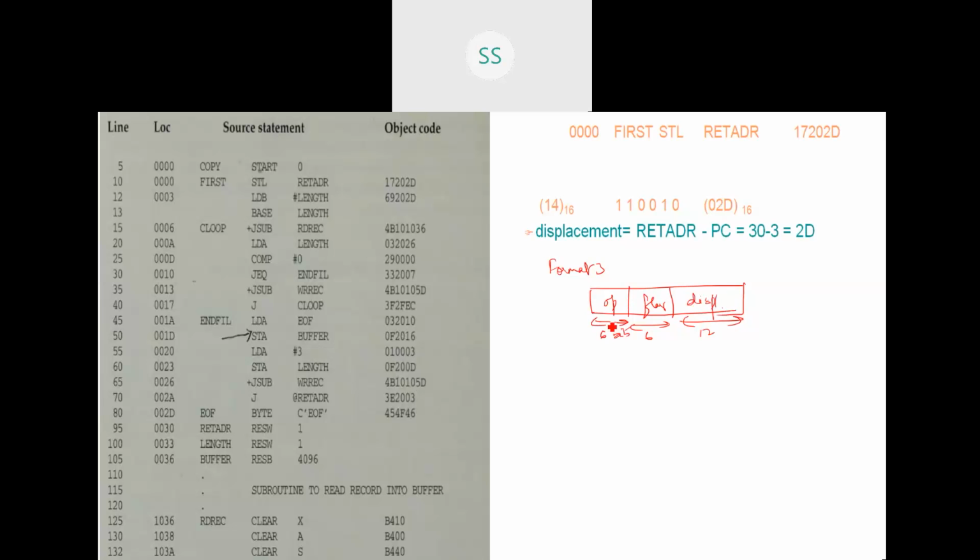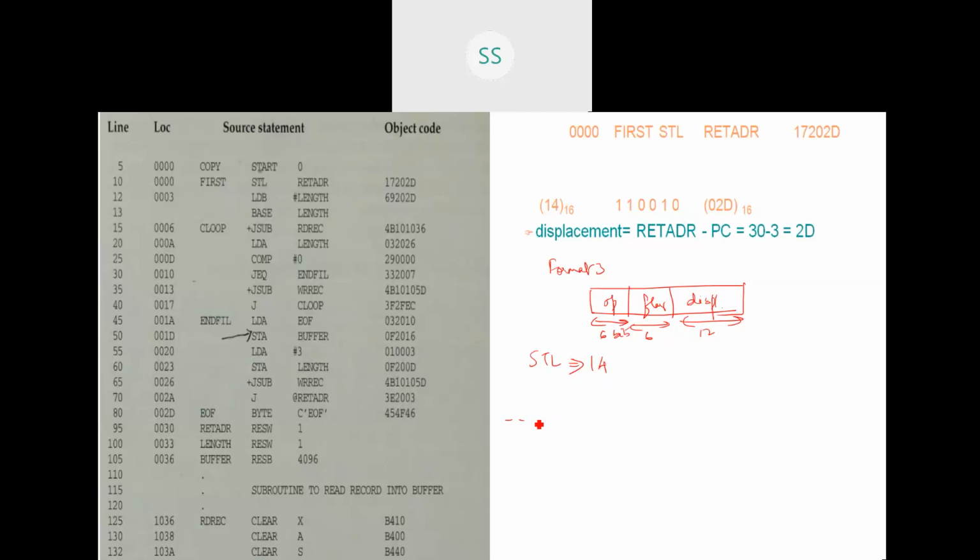Okay, so for the 6 bits, in the case of your instruction, that is STL. If you look at the back of your text in the appendix, you will find that the opcode value is 14.